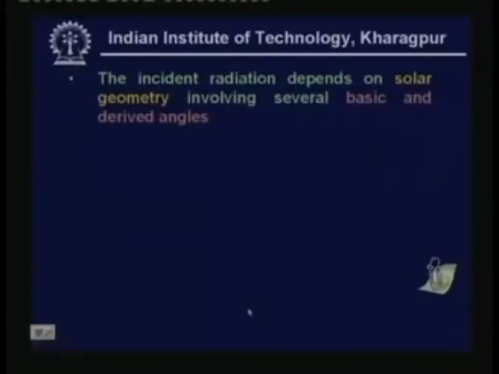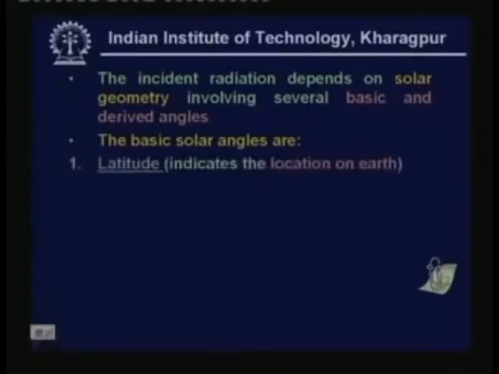Now, the incident radiation depends on solar geometry involving several basic and derived angles. So, it is important to understand these angles. And what are the basic solar angles? The first one is what is known as latitude, and the latitude indicates the location on earth. So, what is this latitude?